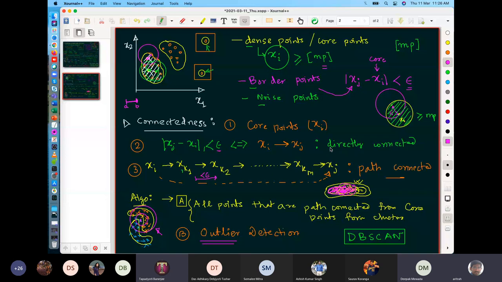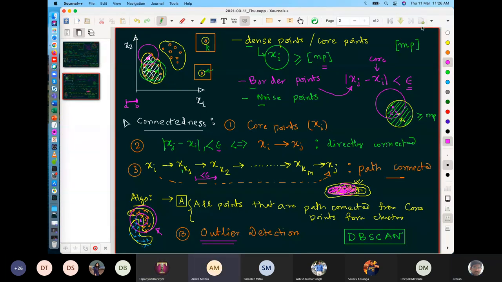Then this algorithm will be complicated because of the calculation. For every core point, you need to compute every path and connected component this way, which is time consuming. Okay, yes, sir, I got it. Thank you, sir.